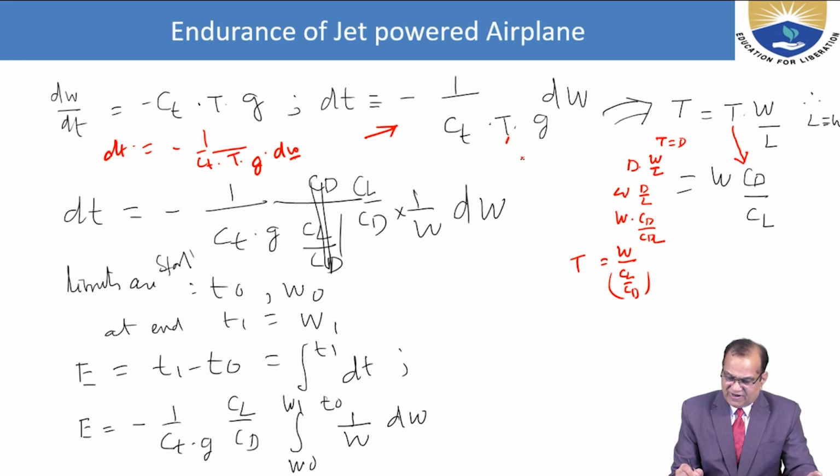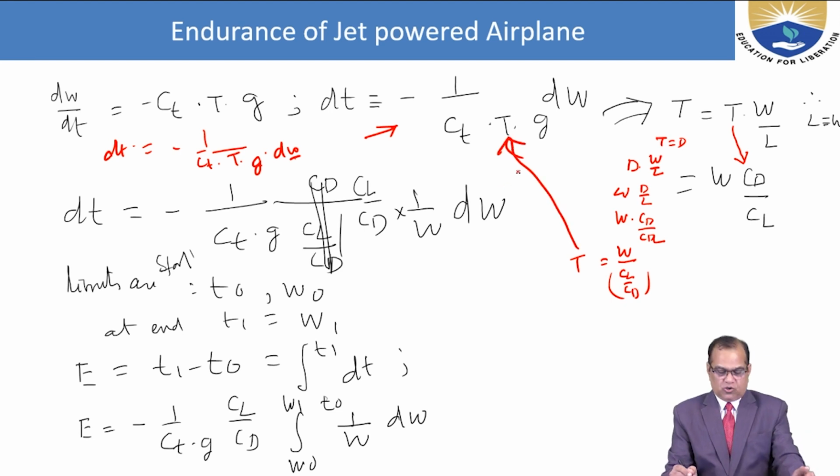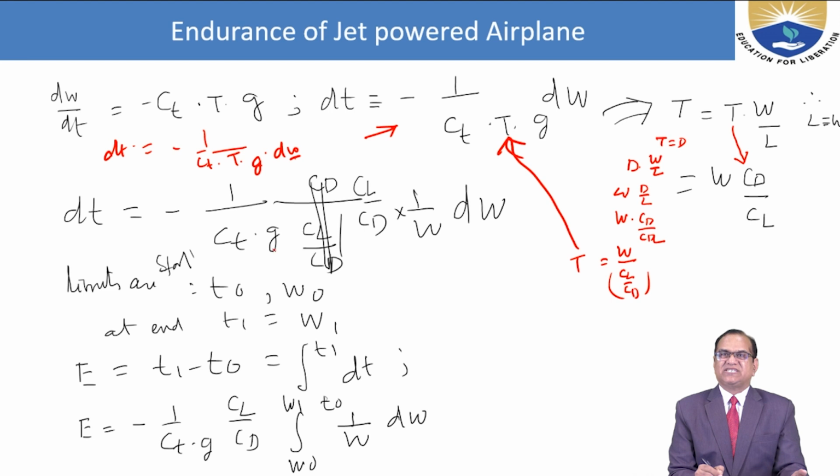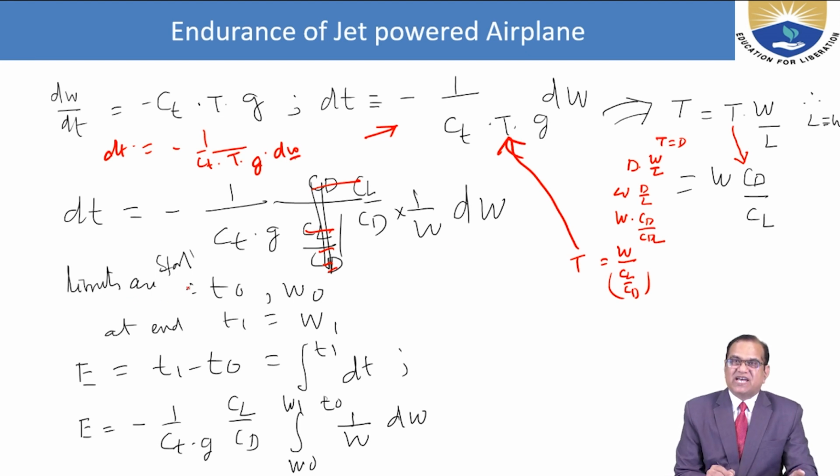For T we will replace here. So dt is equal to minus 1 by Ct into g, CL by CD into 1 by W into dW. The earlier expression was wrongly mentioned here. So in place of T, W by CL by CD, this CL by CD will go up. So here CL by CD into 1 by W into dW, because we want to integrate with respect to the change of weight. The limits are given here: at time T0 the weight is W0, the full weight, but at the end, time T1, the weight is W1.